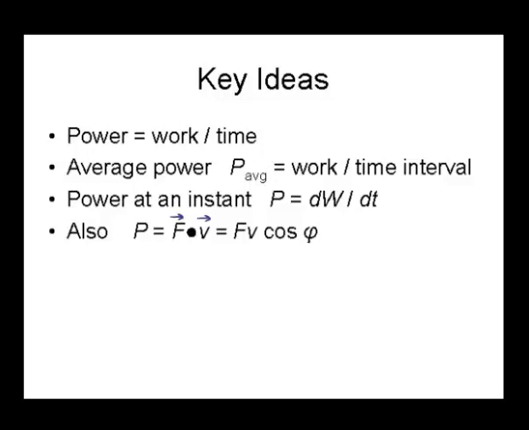We can also write power, the instantaneous power, as the dot product of the applied force and the velocity of the object just then. And this is the way we can expand the dot product: magnitude of F, magnitude of V, cosine of the angle between those two vectors, and the dot product. And that's it for this little video.